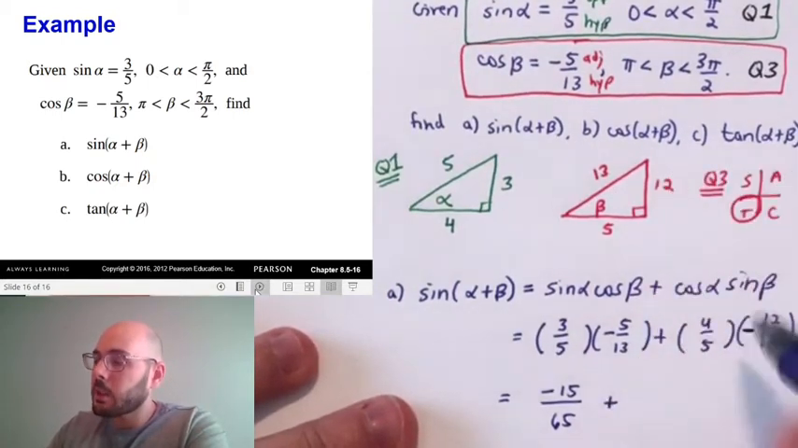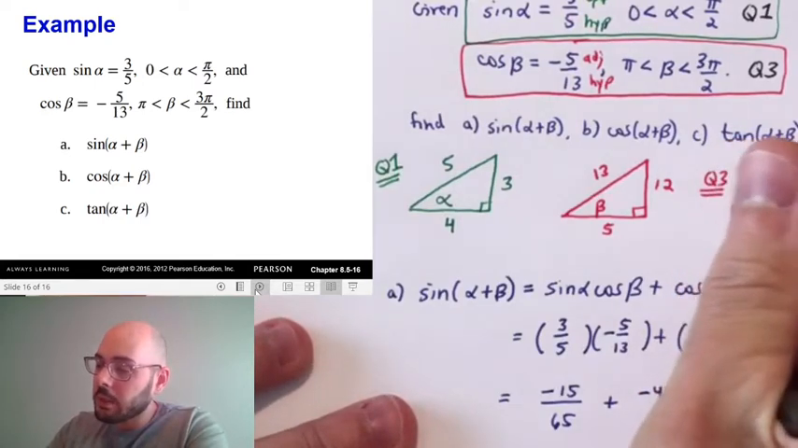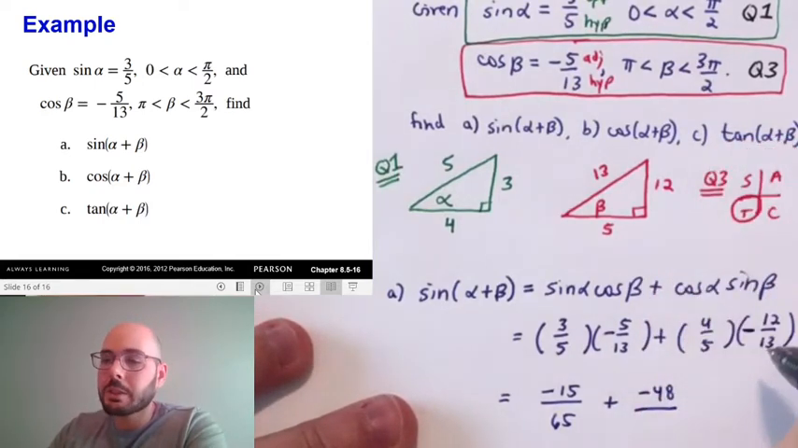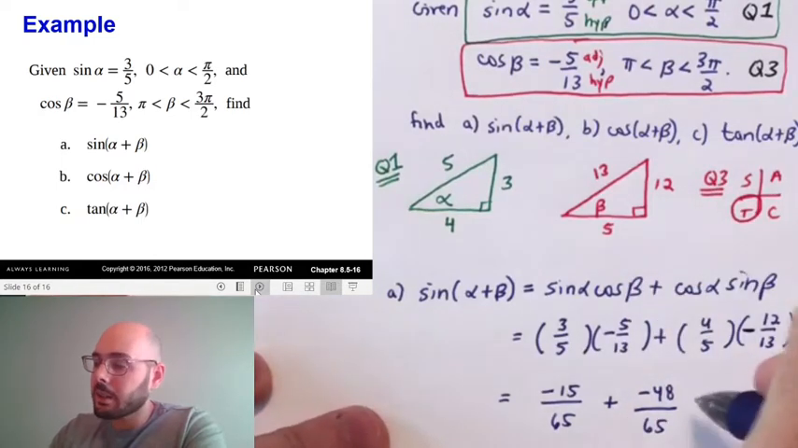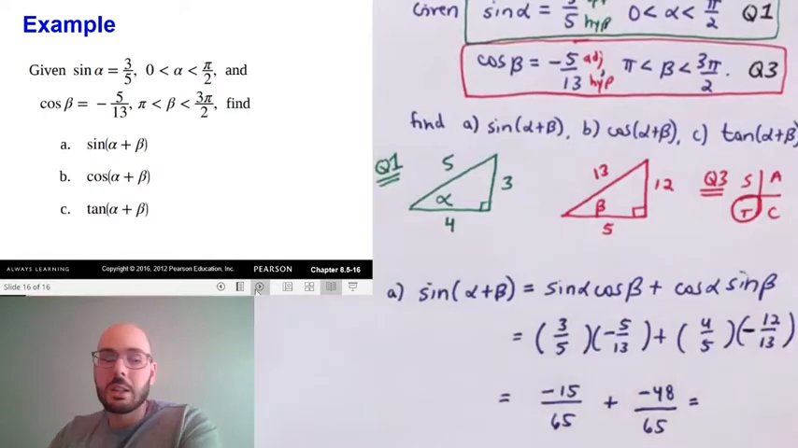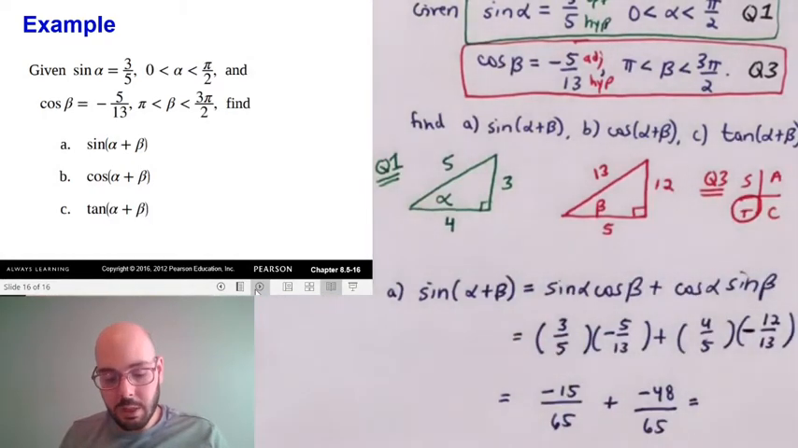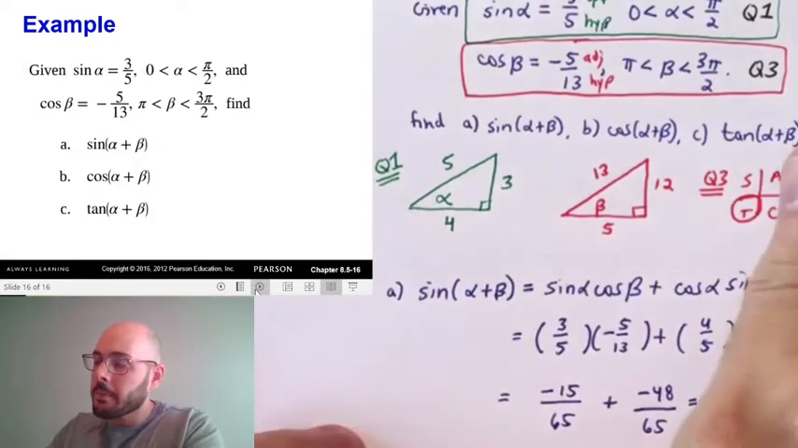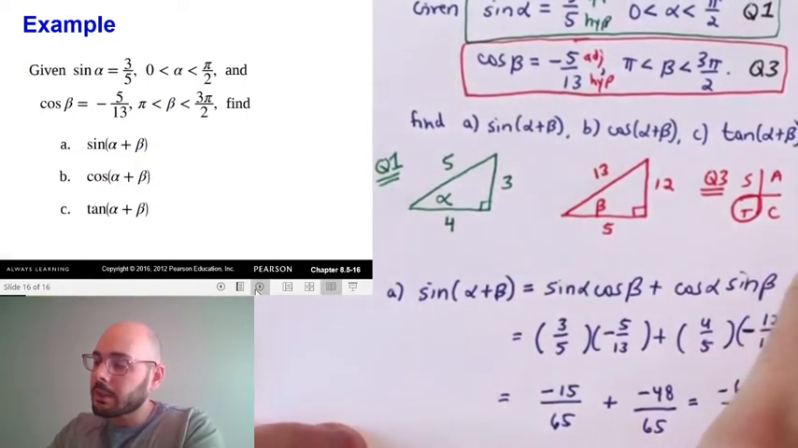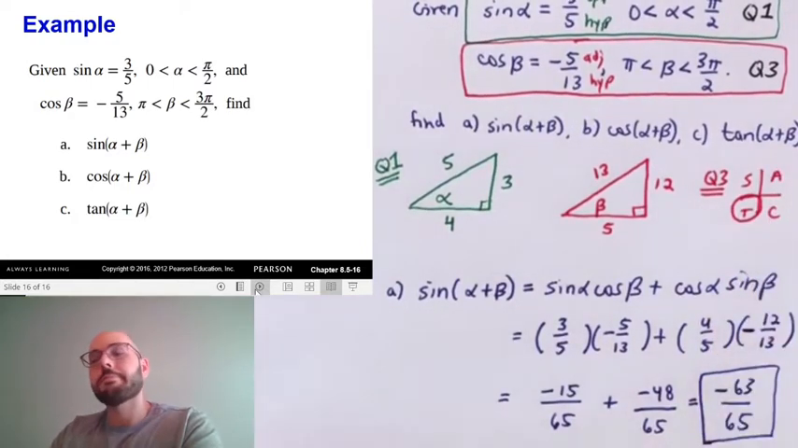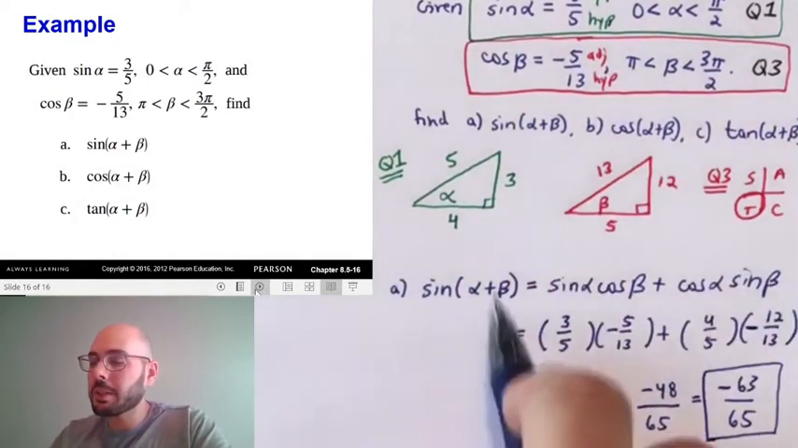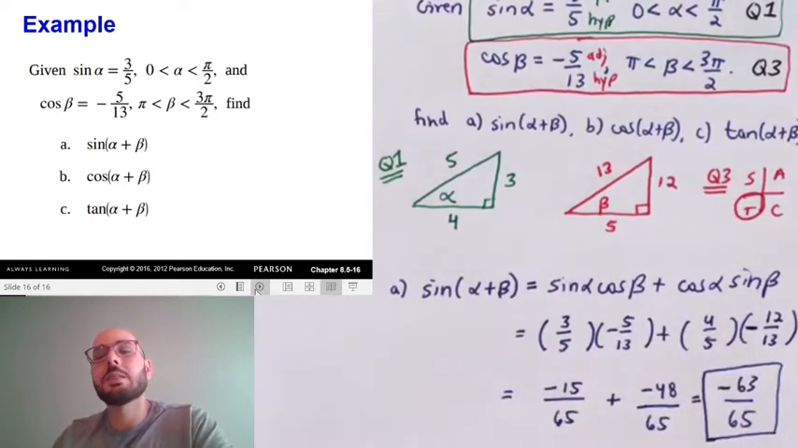Plus, you have 4 times negative 12, that's negative 48, over 5 times 13 is 65. Lucky for us, we can just add these together because they have a common denominator. So negative 15 plus negative 48 is negative 63 over 65. So that's going to be our final answer there. So sine of alpha plus beta is going to be negative 63 over 65.